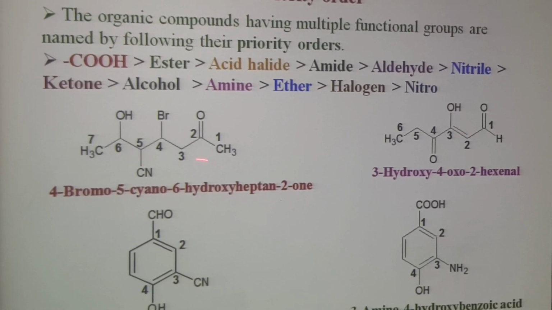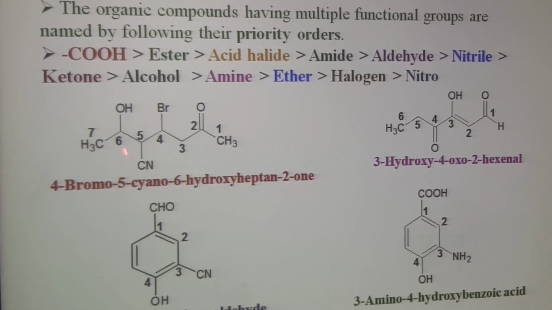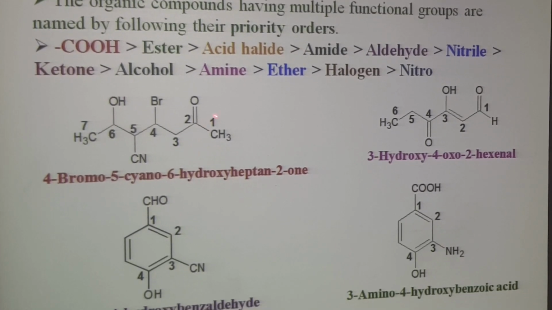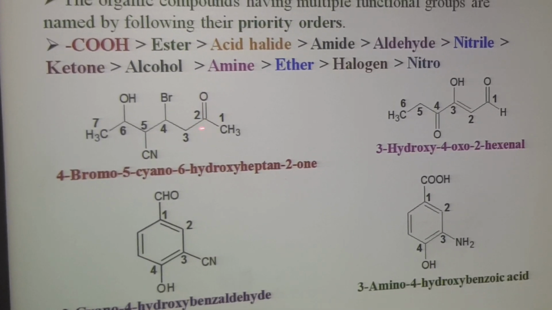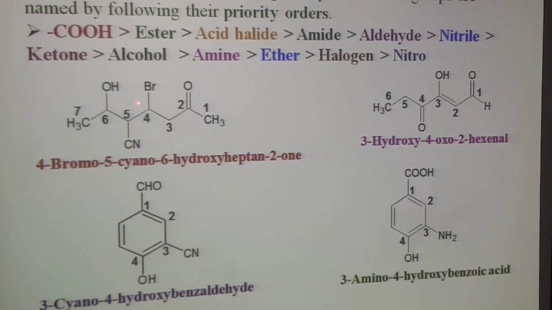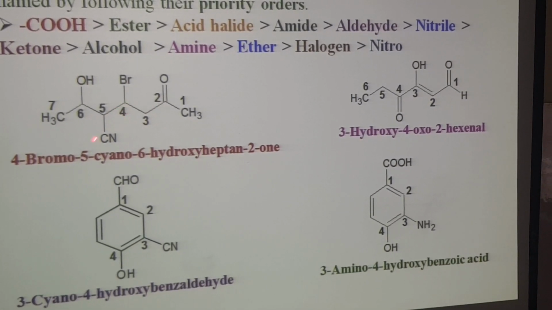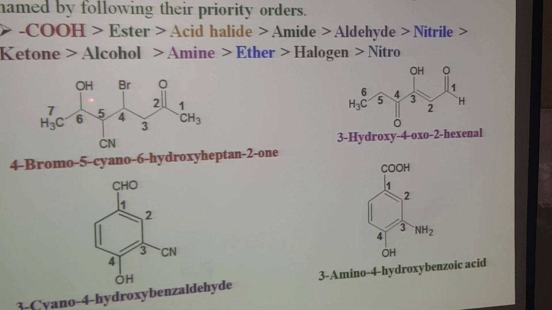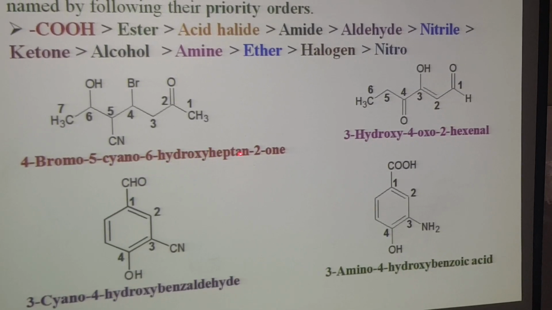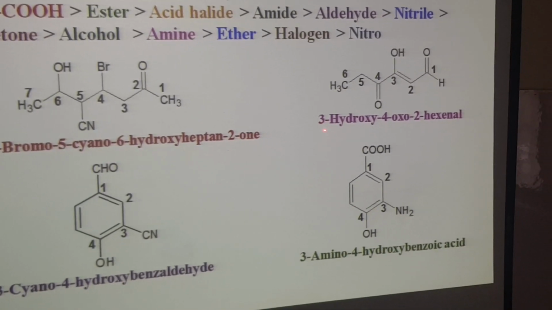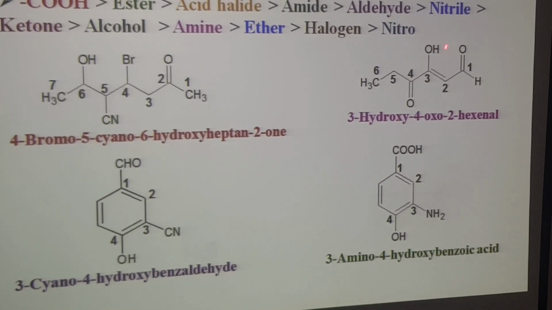So for example, here we have a ketonic group, here we have a bromo group, here we have a cyano group or hydroxyl group. Then numbering starts from the carbon which is near to this ketone. It shows that this ketonic carbonyl group will get priority over bromo, cyano and hydroxyl. So the name of this molecule is 4 bromo, 5 cyano, 6 hydroxy, hept is the root, 7 carbon, heptane, 2 one.